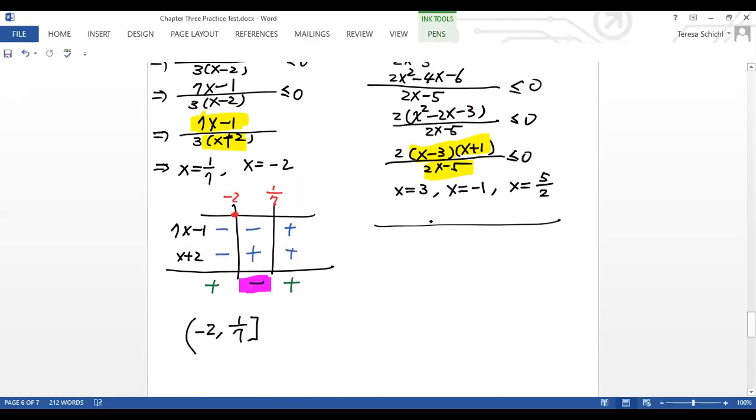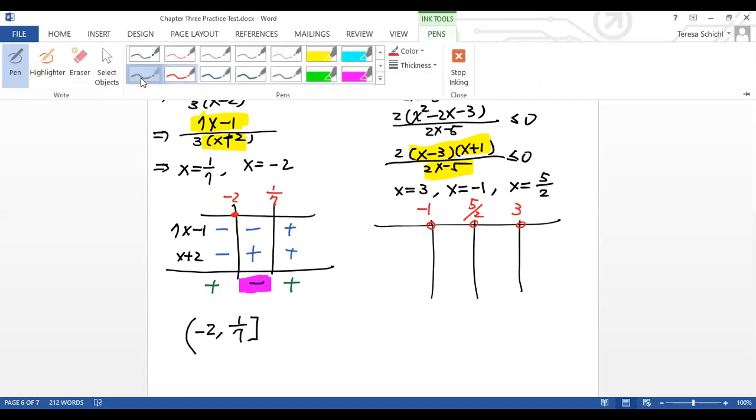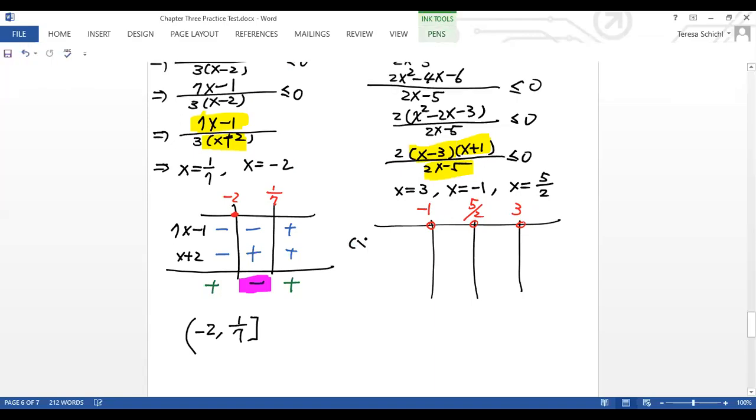Make sure we got it on the orders here. So the smallest one goes left. So this is -1. So what is the next one? So 5/2 here, right? So go here, then 3 goes here. Right, so you need to always be careful, you need to arrange that. So what factors do I have? I have x minus 3, x plus 1, 2x minus 5.